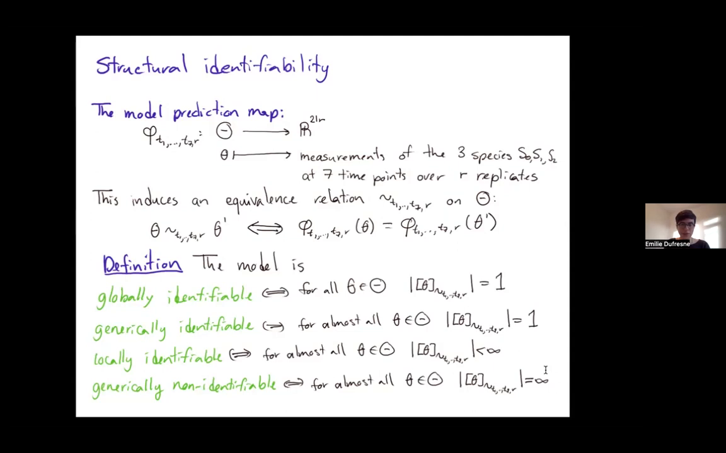So if you're in that final situation, even if a number comes out of your parameter estimation, you should definitely not trust it, because in this situation there are infinitely many parameters in parameter space that give you the exact same data. And so it does not make sense in that situation to perform parameter estimation.